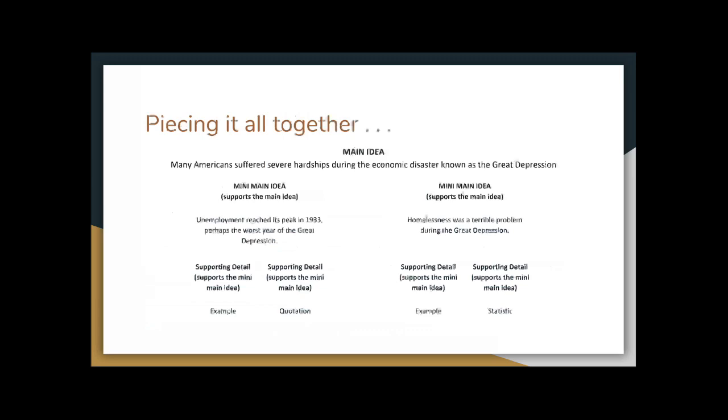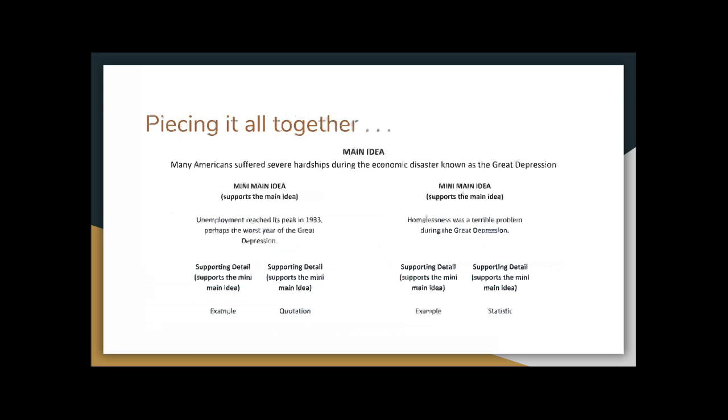So now that we have an overview of main idea and how supporting details support the main idea, let's take a moment and see what we can do to put it all together. Using the previous examples we've just looked at, the way that the passage is laid out is we get an overall main idea, which is many Americans suffered severe hardships during the economic disaster known as the Great Depression. The individual paragraphs are going to present a mini main idea that supports the overall main idea.